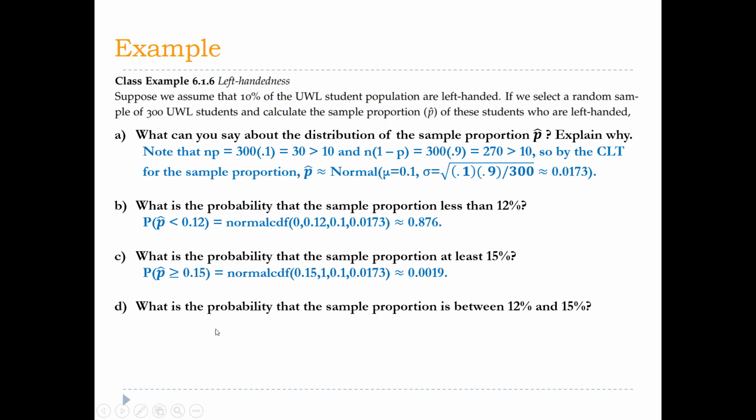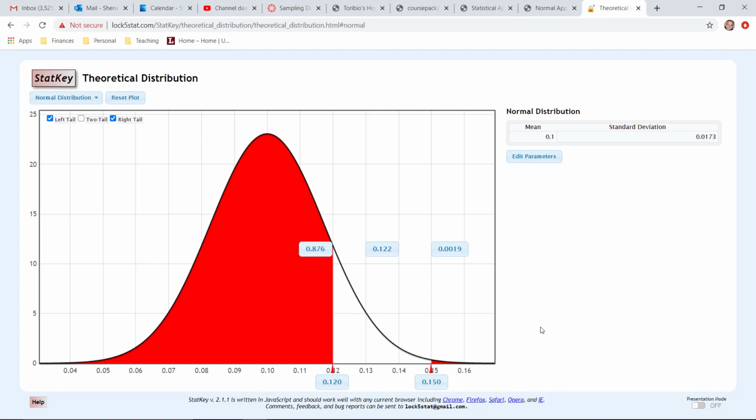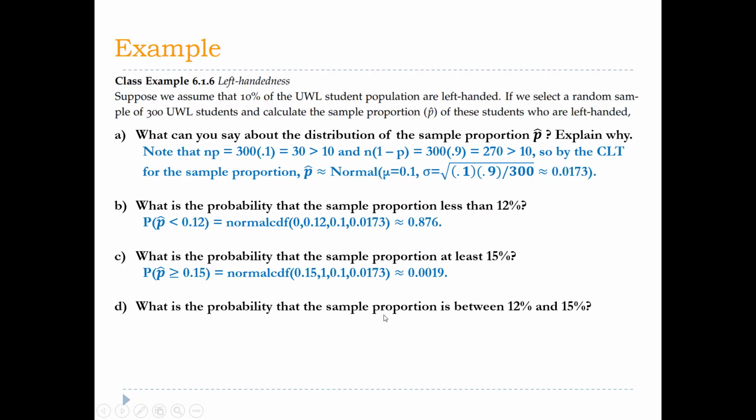And part D, what is the probability that the sample proportion is between 12% and 15%? So we can just go back and check our plot in StatKey, and the chance will be between 0.12 and 0.15. That's the area in between these two. It's 0.122. And so that's how I got this, 0.122.